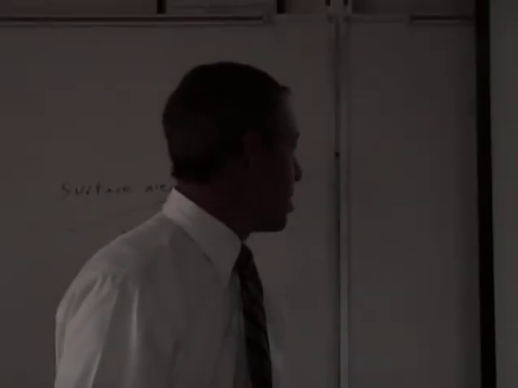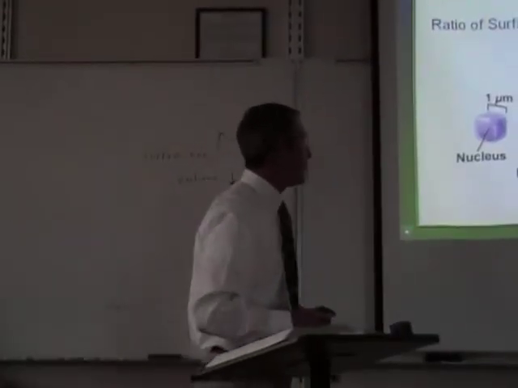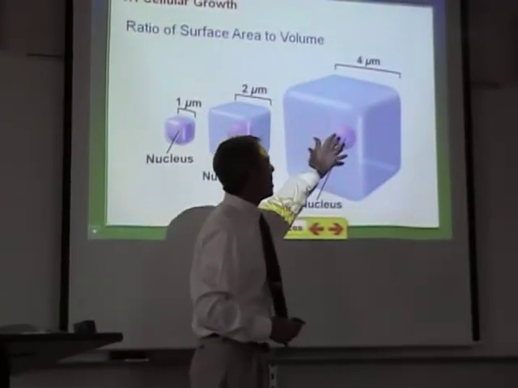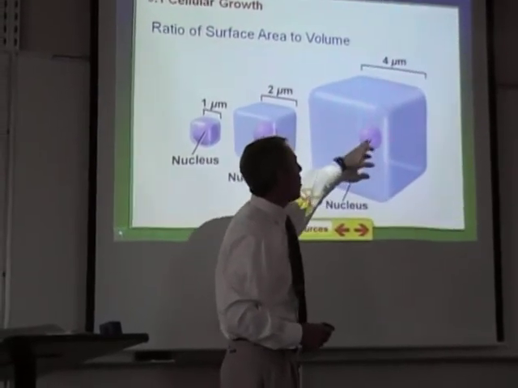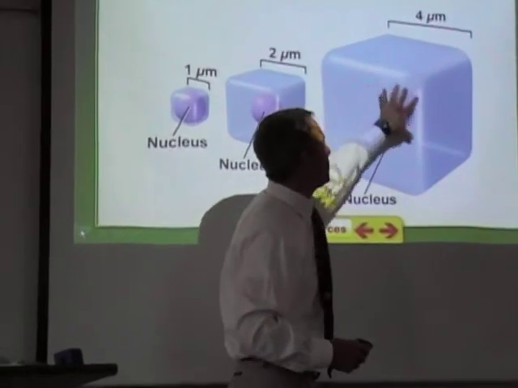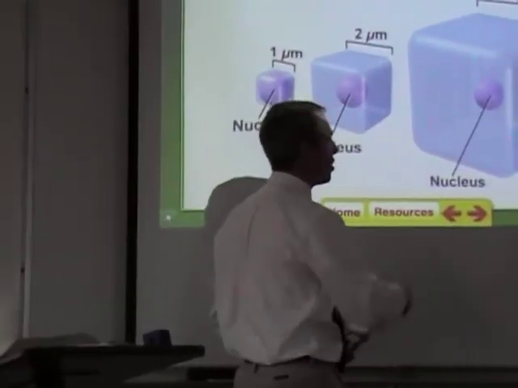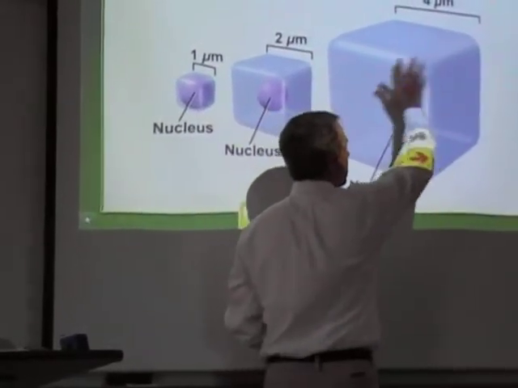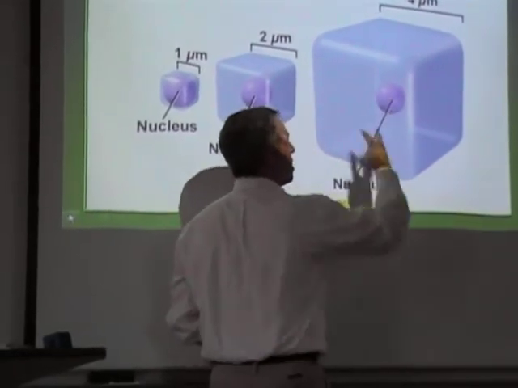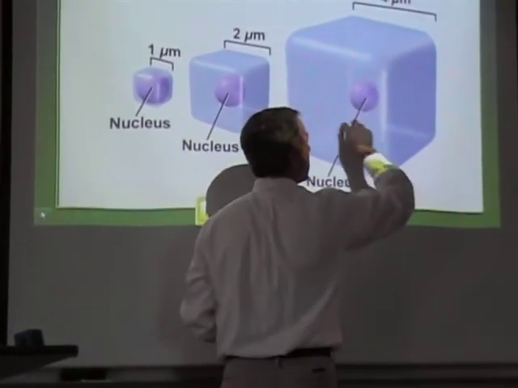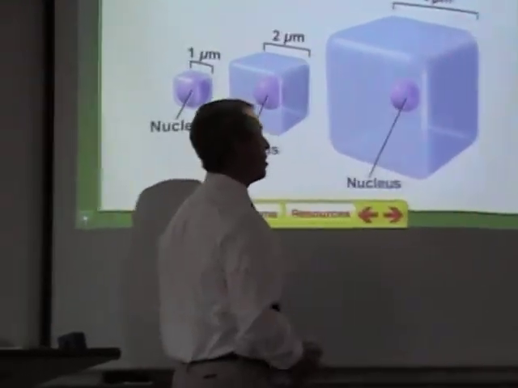And one other reason cells have to be small: the nucleus can only control a certain amount of cytoplasm, a certain amount of stuff going on. What goes on in the cell is controlled by the nucleus. So the nucleus can only control stuff that's kind of close to the nucleus.